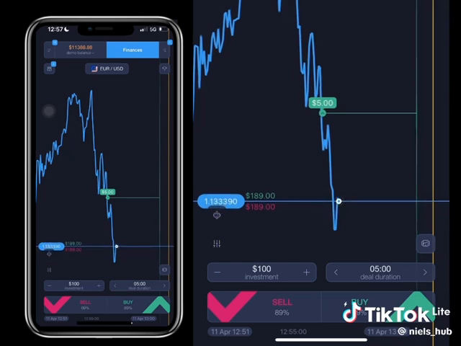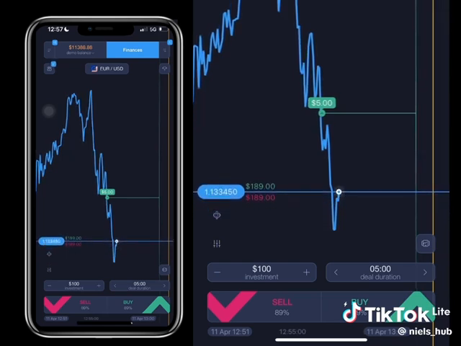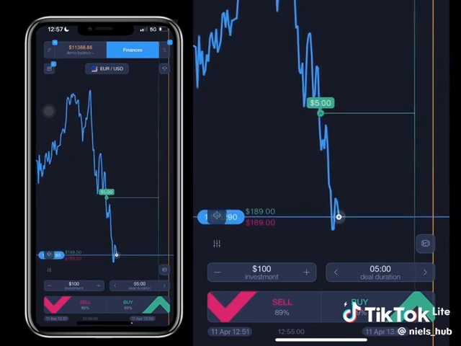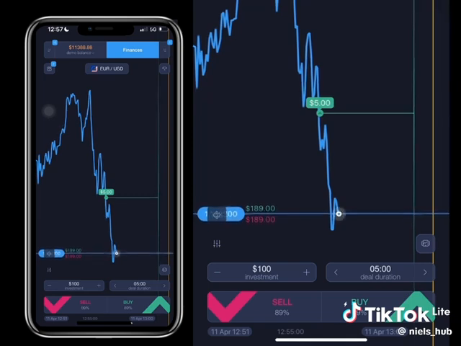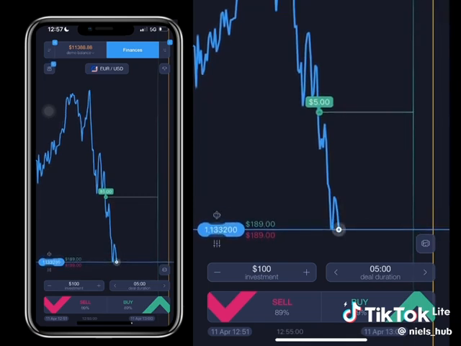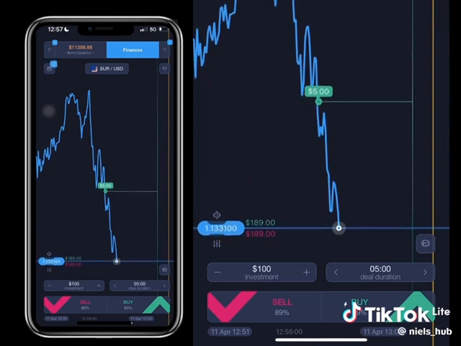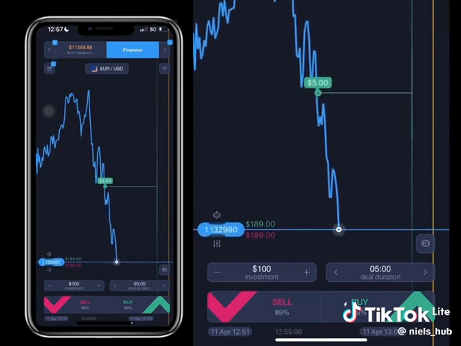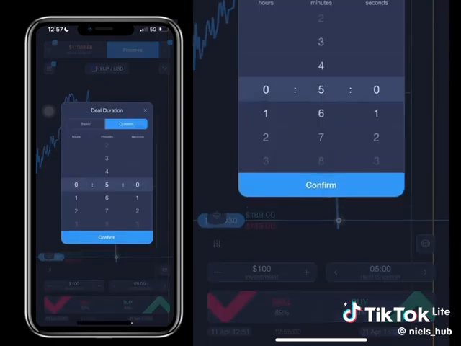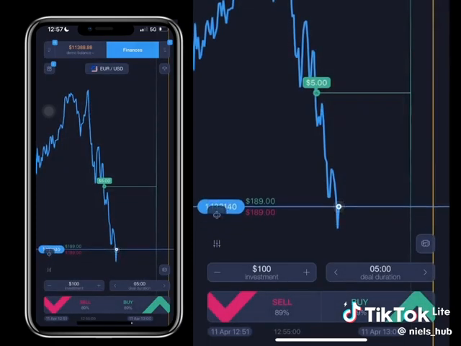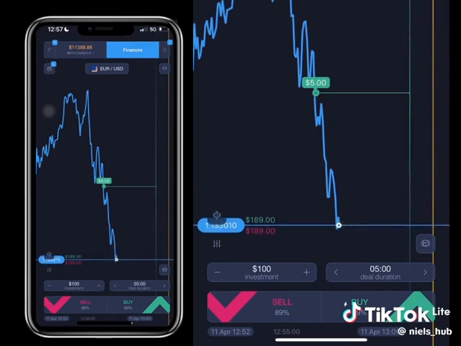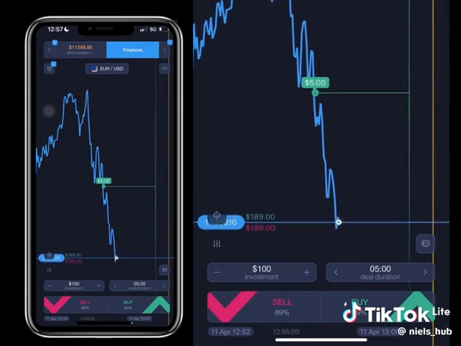If you say you're selling, it means you are predicting that the price that is moving, this thing that is moving right here, the current price, will go down. If you tap on sell, it is going to mark the point at which you tapped on sell. And within this 5 minute time frame, if the price remains below your sell entry, you are going to win that trade.